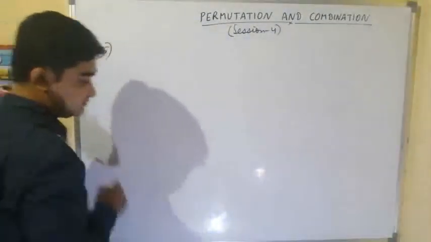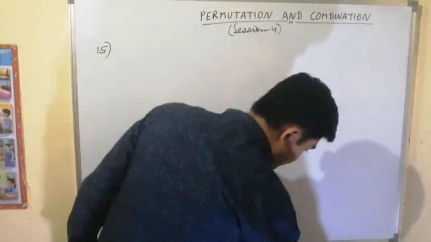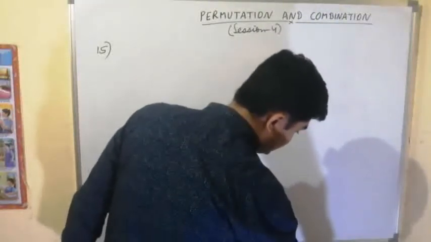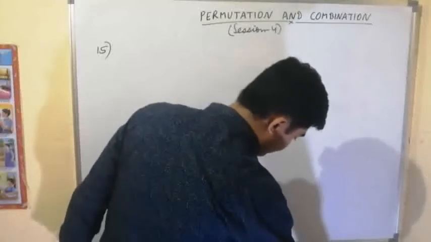Then we will do question number 15 in that exercise. This problem is, in an examination, there are 3 multiple choice questions and each question has 4 choices. Number of ways in which a student can fail to get all answers correct.